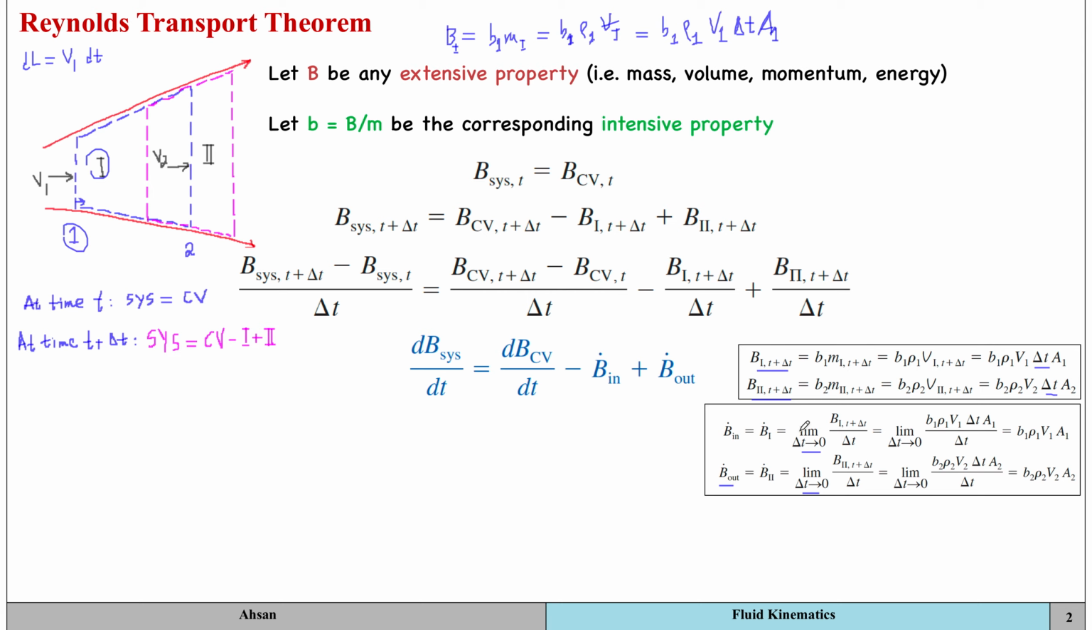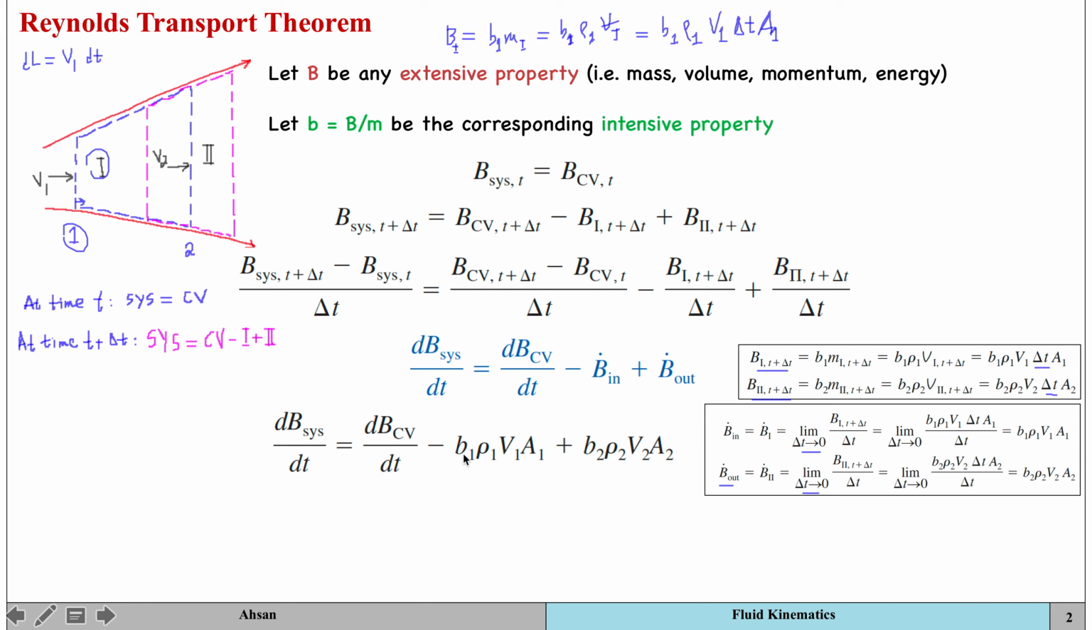So because of these simplifications, we can just plug in the values of B dot in and B dot out into this equation now, and this would be simplified like this. And what this equation tells you is basically that the time rate of change of property capital B of the system is equal to the time rate of change of capital B of the control volume plus the net flux of B out of the control volume by mass crossing the control surface. That is what this equation indicates.